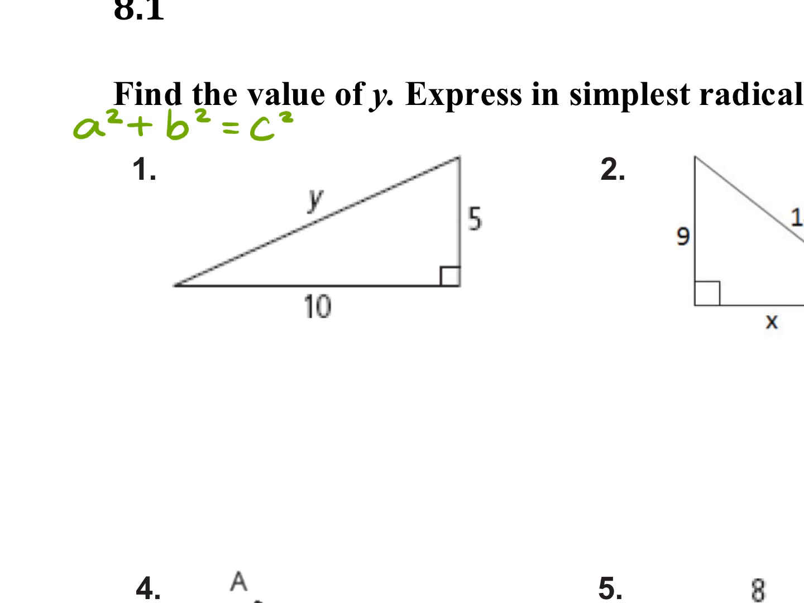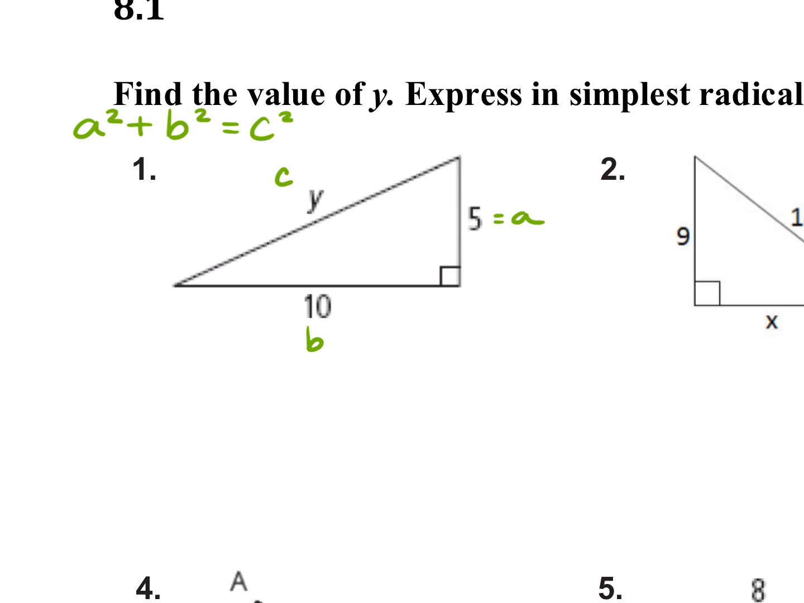Which one is A, which one is B, which one is C? Sure, 5 can be our A, this can be our B, and y is C. The only one that truly matters is C, right? C has to be C. The other ones are interchangeable. So if this is our setup, then what are we going to do?